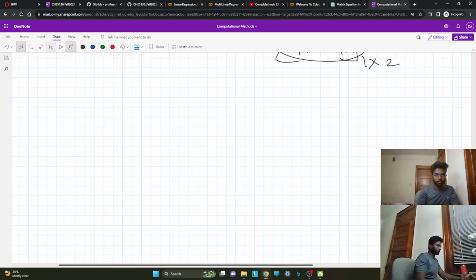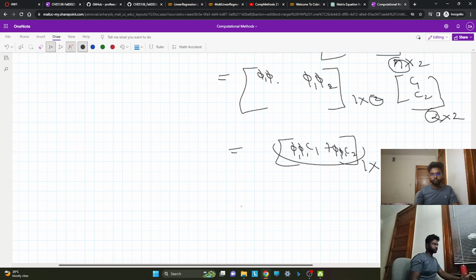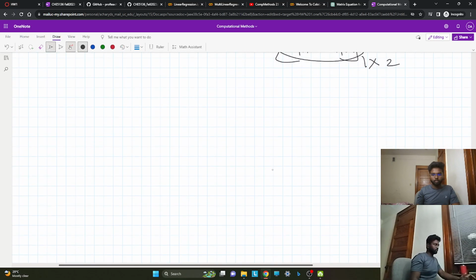Here we got this one, we got for our phi 1. Okay, this was the phi 1, it is the phi 1. Okay, this matrix made up of phi 1 and phi 2.